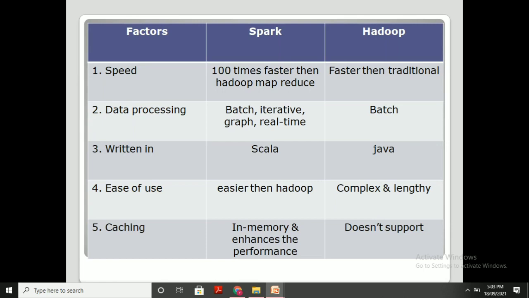Spark is written in the Scala language, whereas Hadoop is written in the Java language. So whatever program we have to write in Hadoop, we have to write it in Java, whereas in Spark we have to write it in Scala.